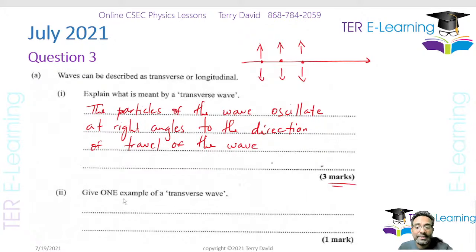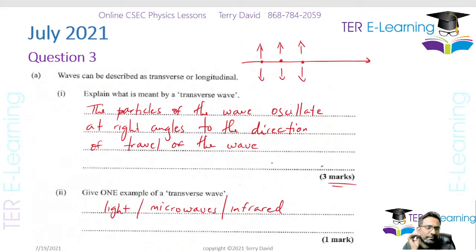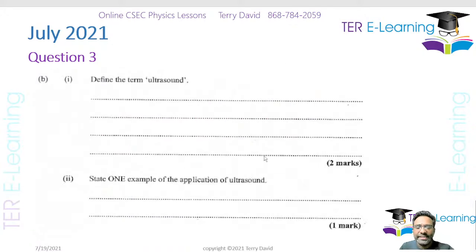And the next one here, we did this as well. Give an example of a transverse wave. Easiest one to remember is light. Light is an example of a transverse wave, but you have other options as well. You can say microwaves, infrared, any one of those. Anything from the electromagnetic spectrum, you'll get a mark. So, any one. Next part, define the term ultrasound.